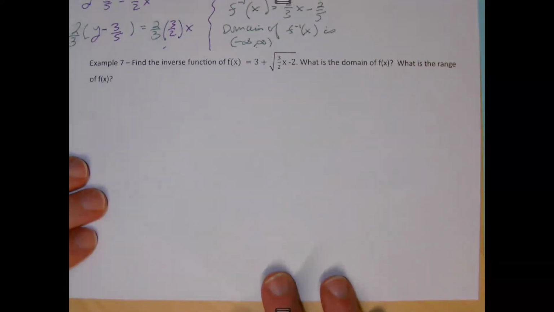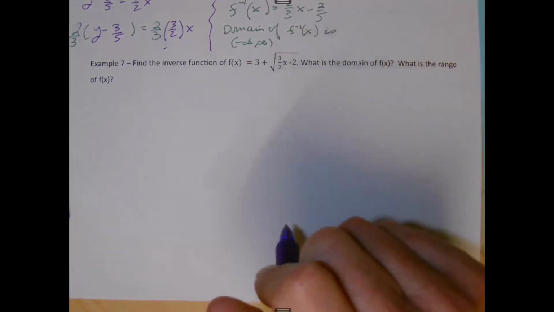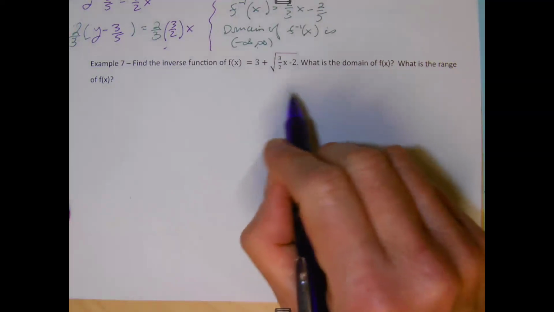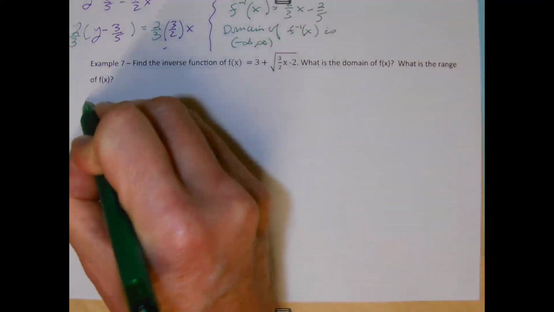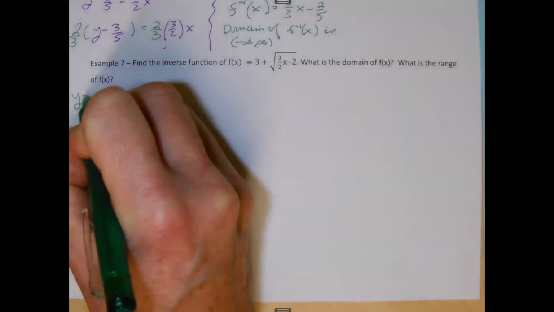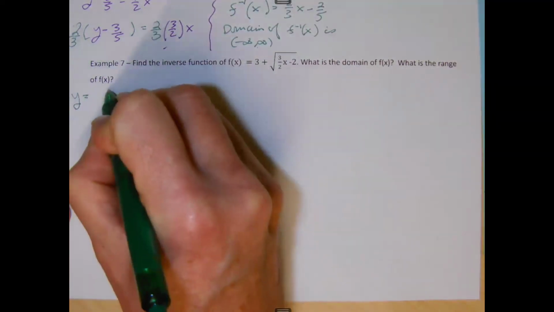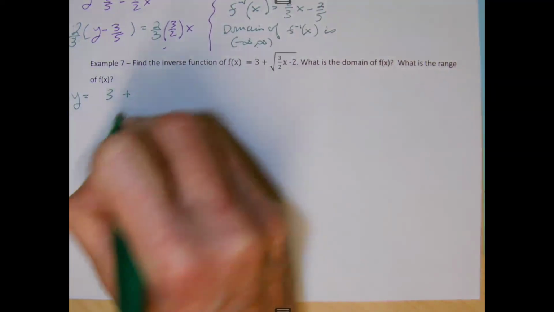Well, let's look at this example. Example 7, find the inverse function of, looks like a square root function. Same steps as before. I'm just going to replace f of x with a variable. Let's say that's just y. Don't worry too much about it.